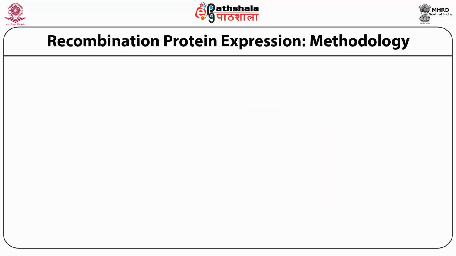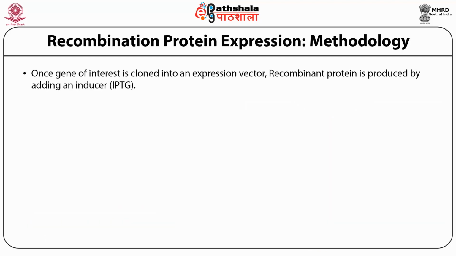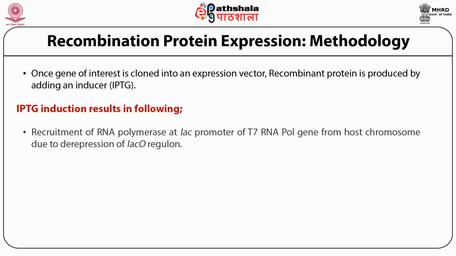Recombinant protein expression methodology. So now our gene of interest is already cloned into the expression vector. How do we produce or express our gene of interest? As I mentioned in the previous slide, the vector needs to be transformed into a host cell which contains the desired genes for expression of the protein.